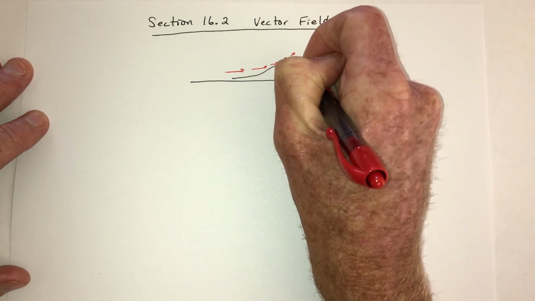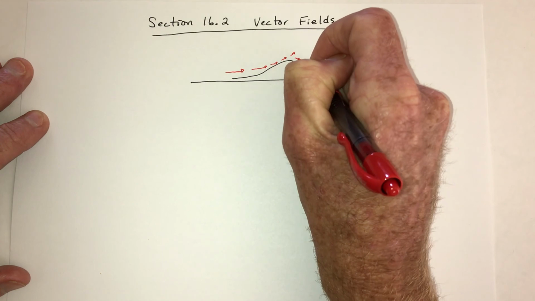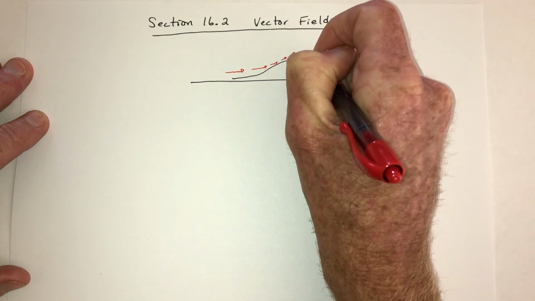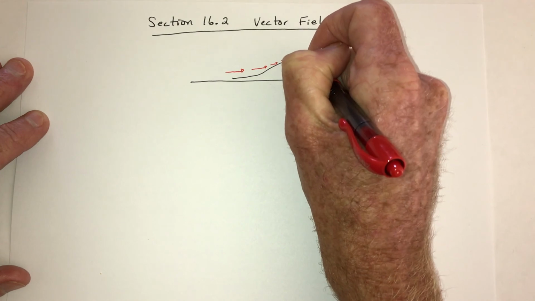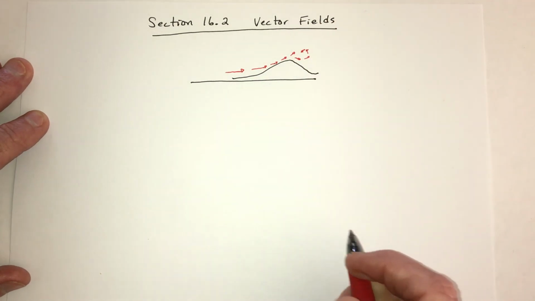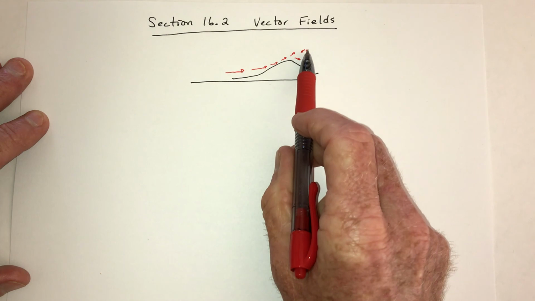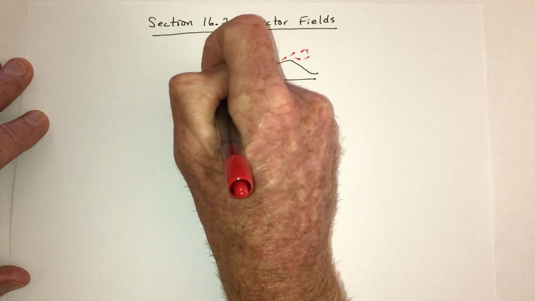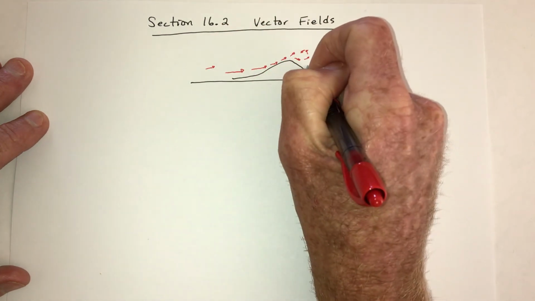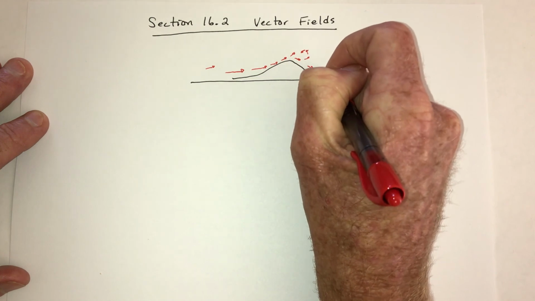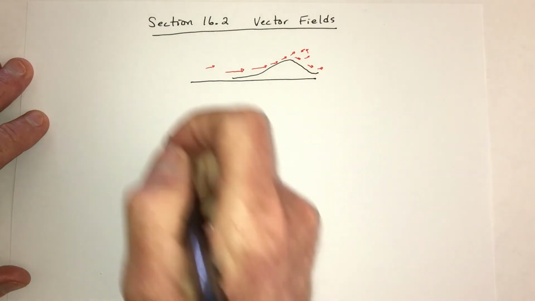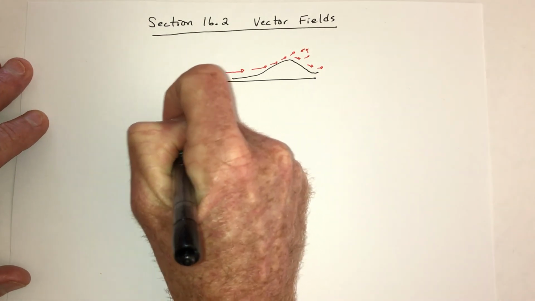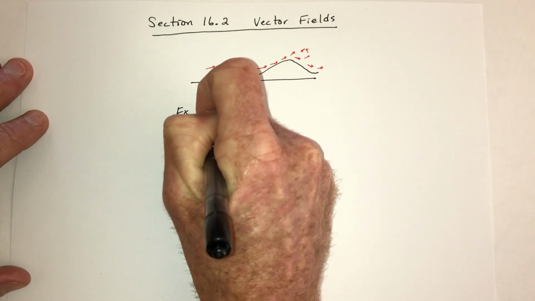Some will go down like this. Some might even create what's called an eddy and go back around like this. Well, if you look at all of these red vectors and then you had that for every possible point in the river, all of those little vectors, that's a vector field. Usually given by a function.